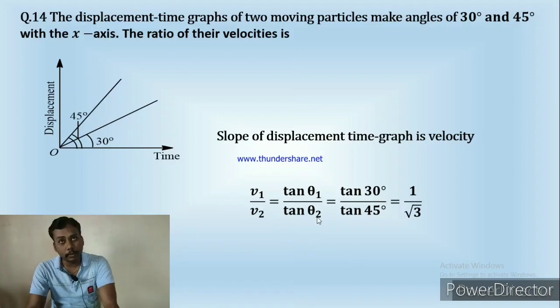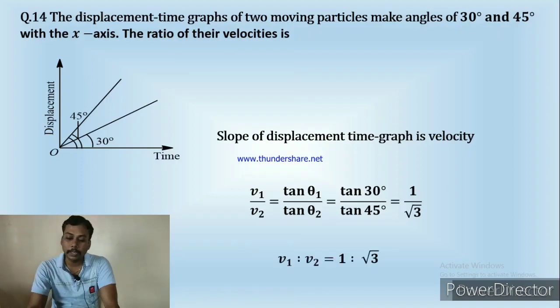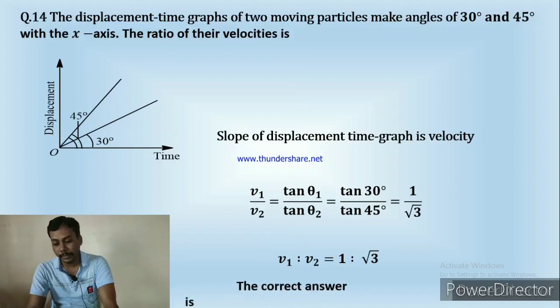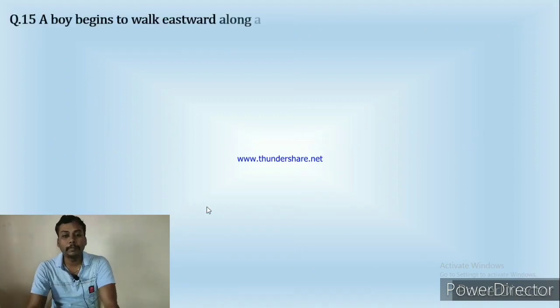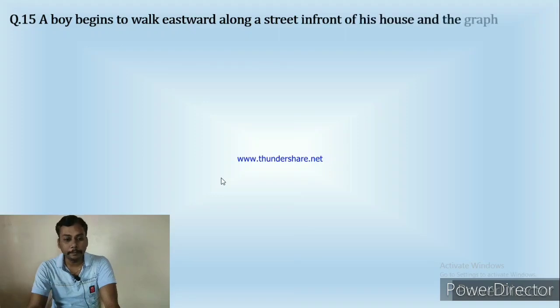So V1 upon V2 is equal to tan theta 1 upon tan theta 2, that is tan 30 upon tan 45 degree, and which is equal to 1 upon root 3. Hence the correct answer is V1 upon V2 is equal to 1 as to root 3, and the correct answer is option A. Now next, last question of this video, question number 15.